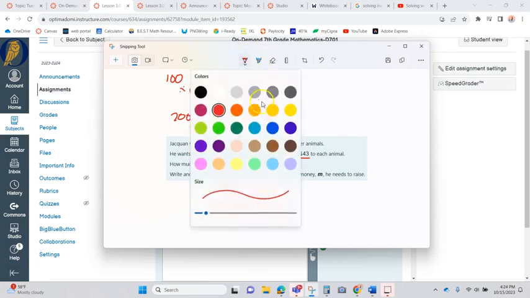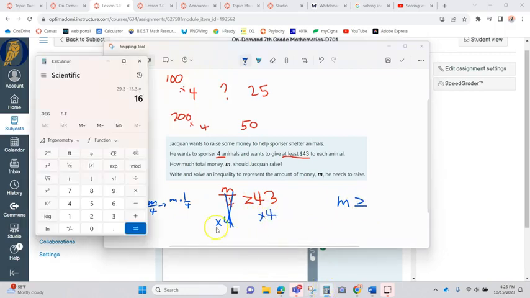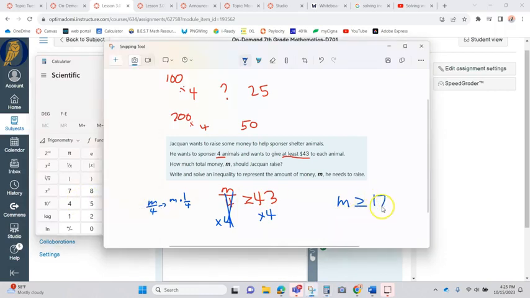Now, let's solve. What is the inverse of divided by 4? It is times by 4. M divided by 4 is the same as M times 1/4. So what is 1/4 times 4? That is 1. So these cancel out because M times 1 is just M. M is greater than or equal to, and what's this times 4? 43 times 4 is 172.